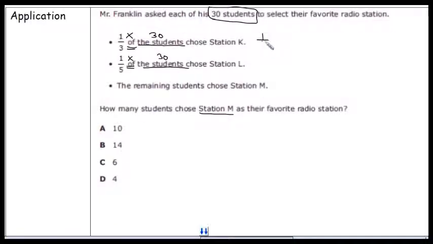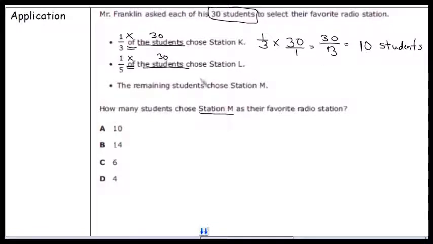So here we go. 1/3 times 30. Put the 30 over 1 because it's a whole number. Multiply numerator times numerator. 1 times 30 gives you 30. And then 3 times 1, denominator times denominator, gives you 3. Okay, so now we're going to divide 30 divided by 3, right? So this is 10 students that chose station K.